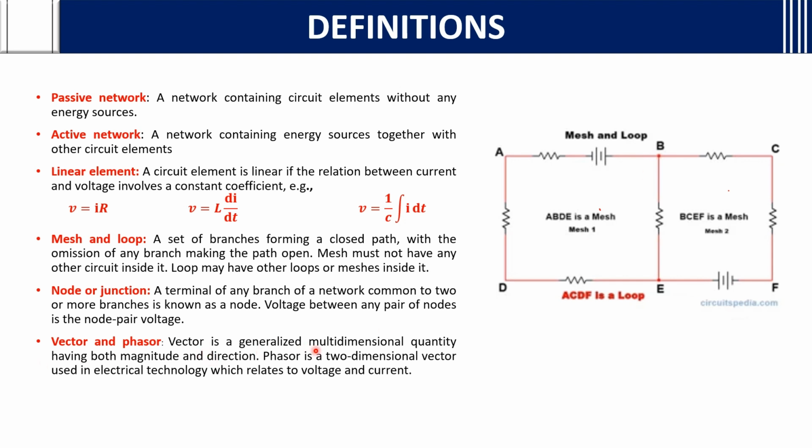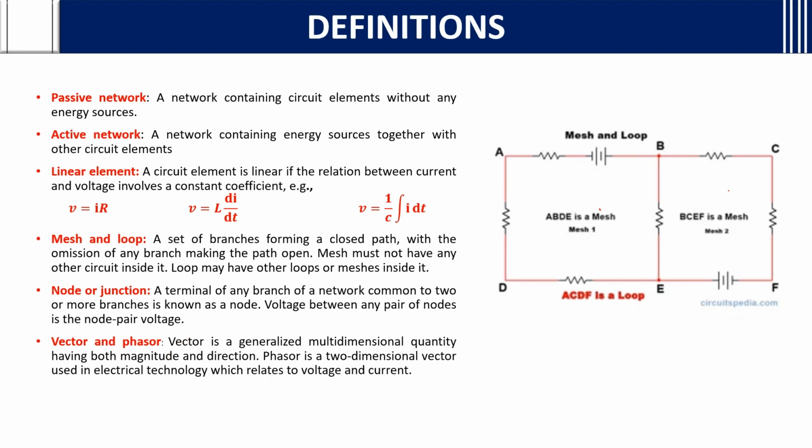Vector and phasor. A vector is a generalized multidimensional quantity having both magnitude and direction. A vector is nothing but a quantity that has both magnitude, the value, and direction also. A phasor is a two-dimensional vector used in electrical technology which relates to voltage and current.